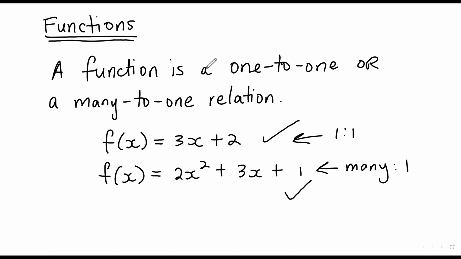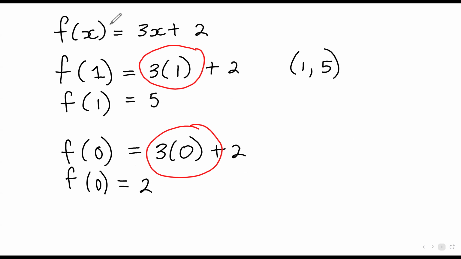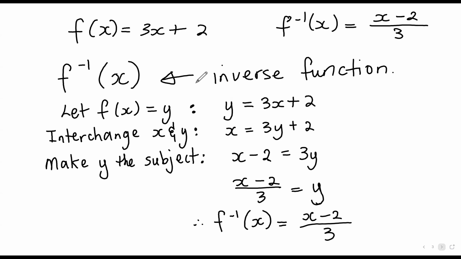So far, just what we've done in this little brainstorm session, we have defined what a function is. It is a one-to-one or a many-to-one relation. We looked at the inverse function, the 3 steps to find the inverse of any function. Step 1, let f of x equal y. Step 2, interchange x and y. Step 3, make y the subject, and whatever y is equal to will be your inverse function.